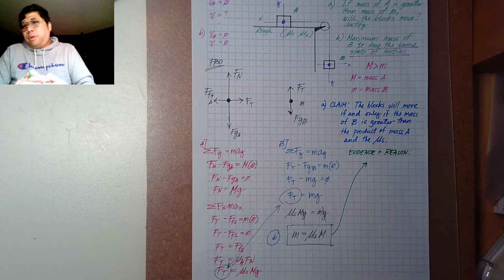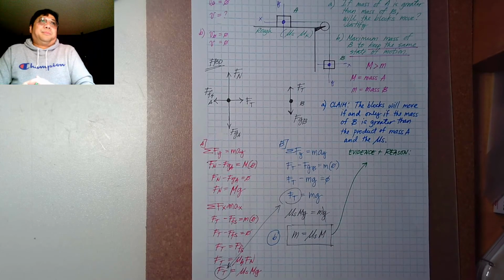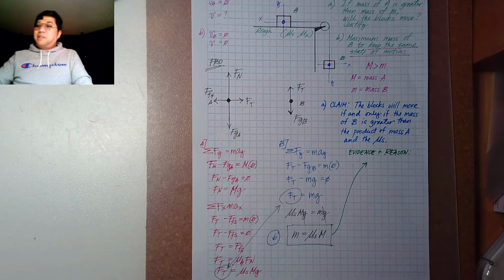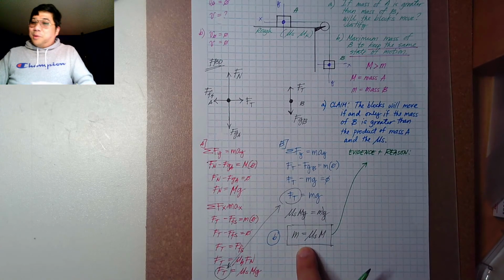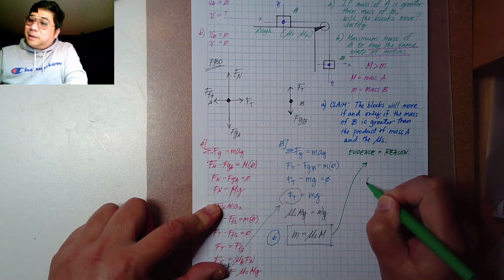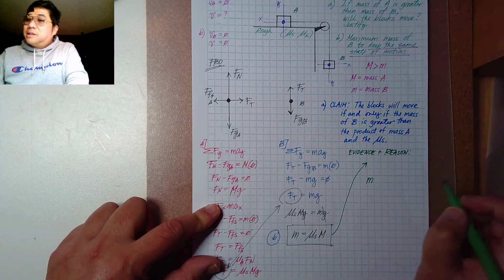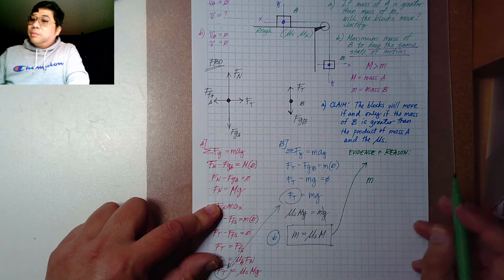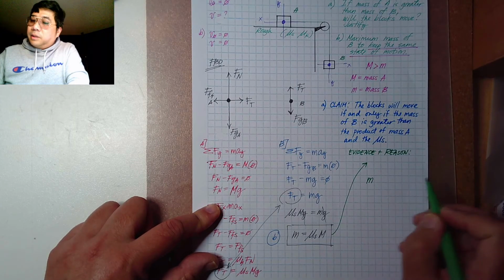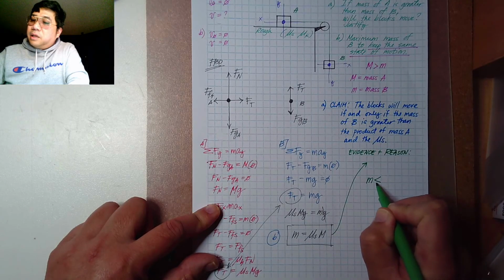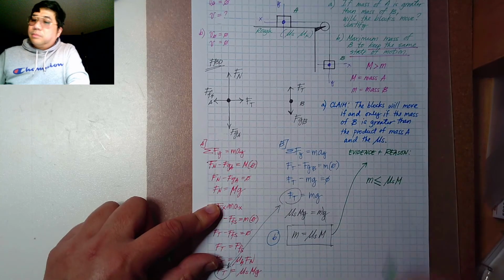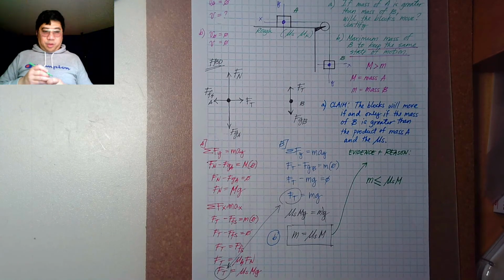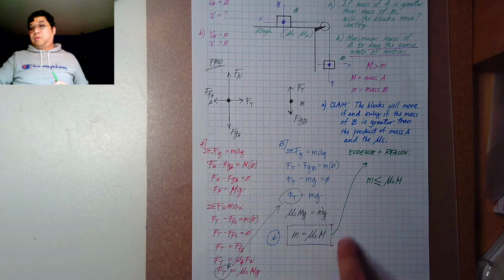Will it move? Well, we don't know. We don't have values. If they provide you with the values, you can. However, you have established the condition, when will it move or when will it not move. So M should be at least equal or less than mu s times M in order for it to not move, to establish.